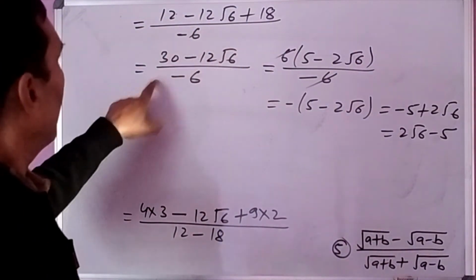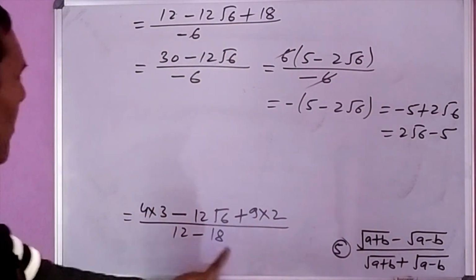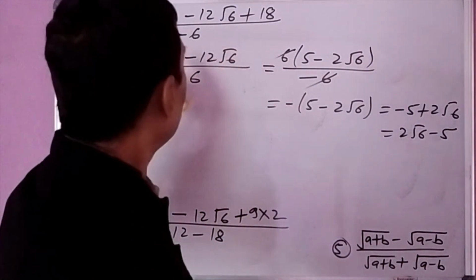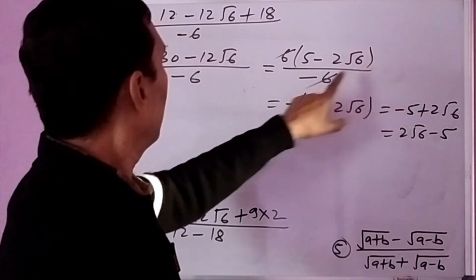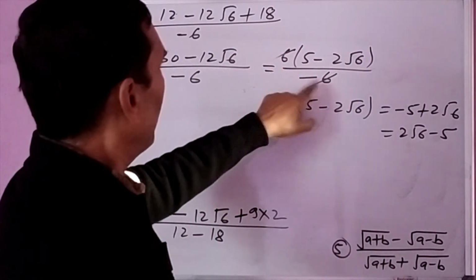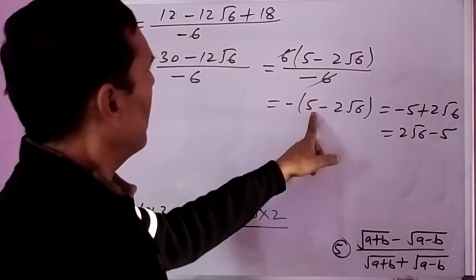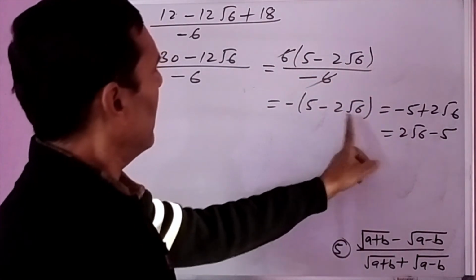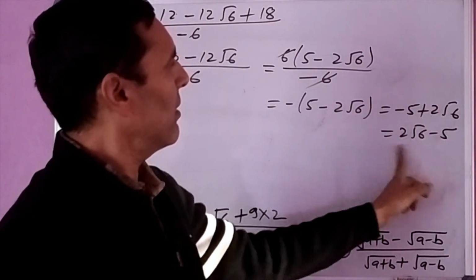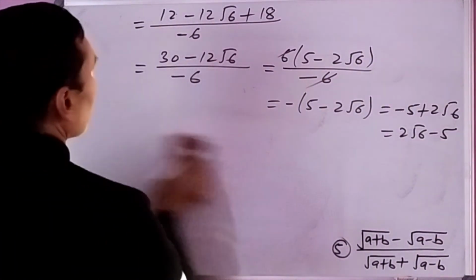12 plus 18, 30 minus 12 root 6 upon minus 6 plus 12 minus 18, it gives minus 6. We can take 6 common in the numerator, so 5 minus 2 root 6 upon minus 6. This 6 is cancelled, but minus is here, so this minus can be written here in front. So minus here 5 minus 2 root 6. If you open the bracket with minus, minus 5 plus minus minus plus 2 root 6, or 2 root 6 minus 5. So this is the answer of this question number 4.